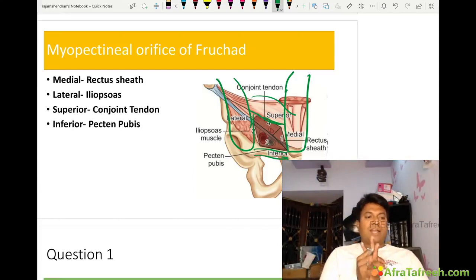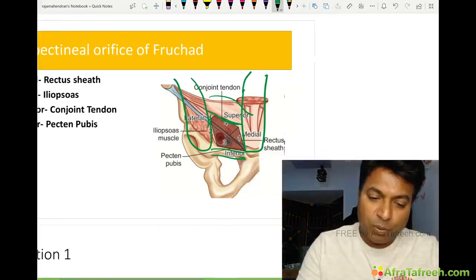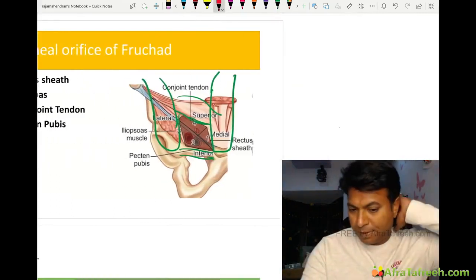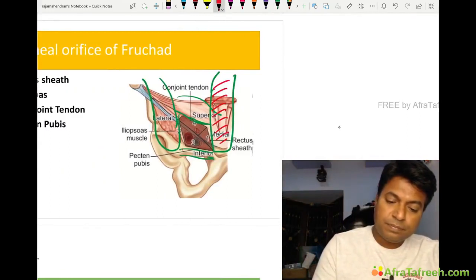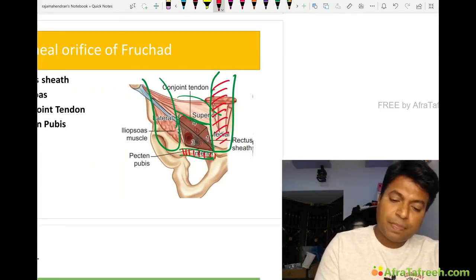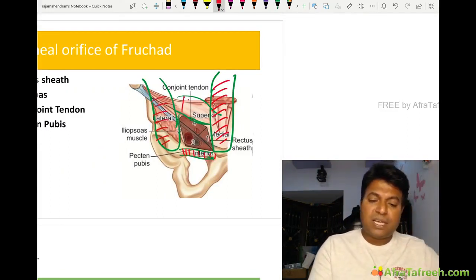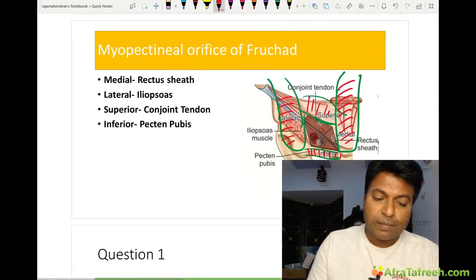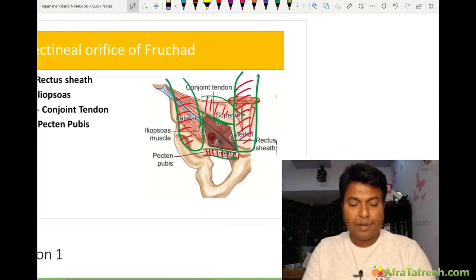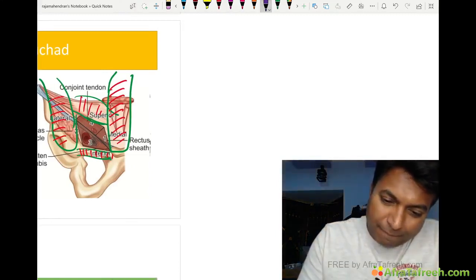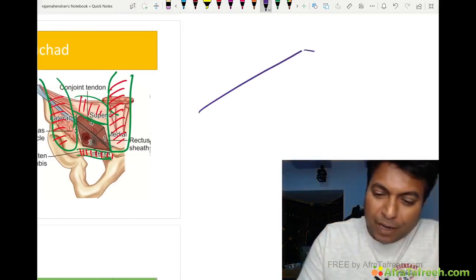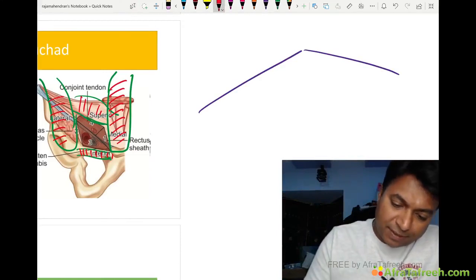You want to know corona mortis? Corona mortis is usually a neat SS question. They won't ask you for PG, I'll tell you. So rectus sheath, pecten pubis, iliopsoas muscle, conjoint tendon together form the myopectineal orifice of Fruchaud. If you want to know about corona mortis, I am drawing the corona mortis for you.